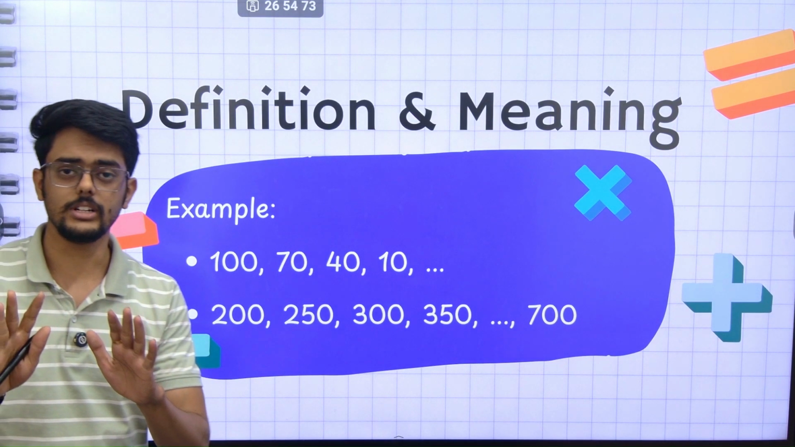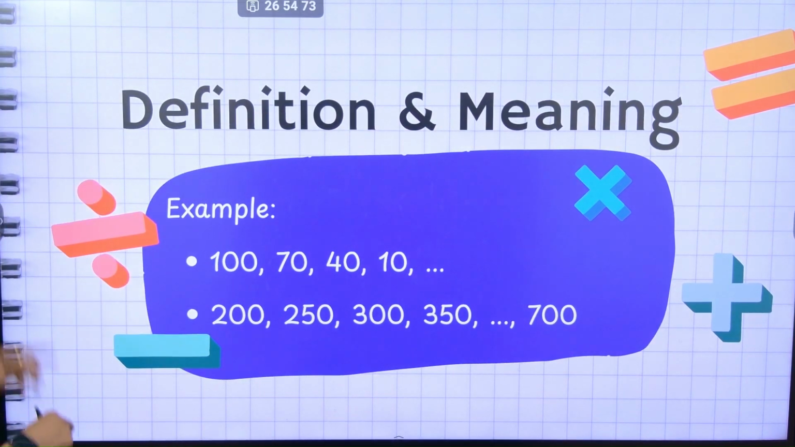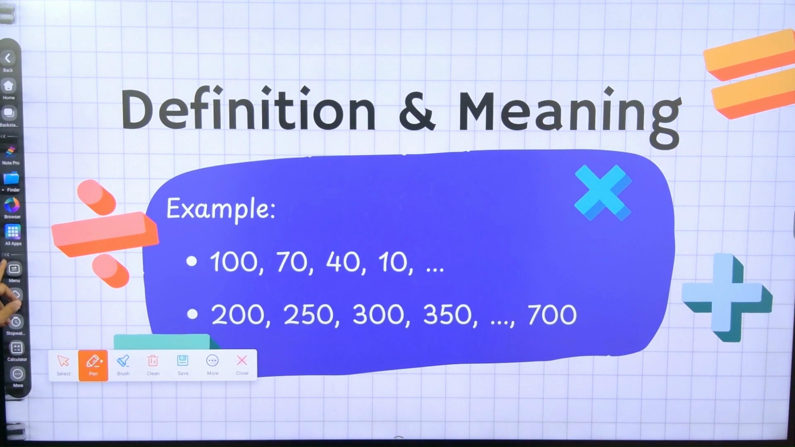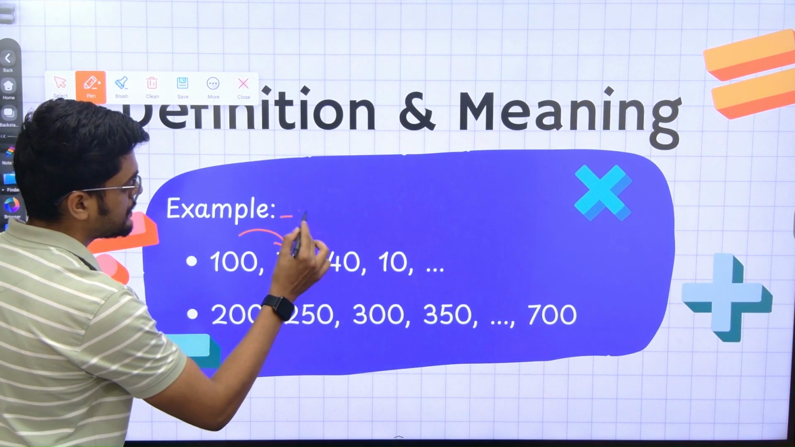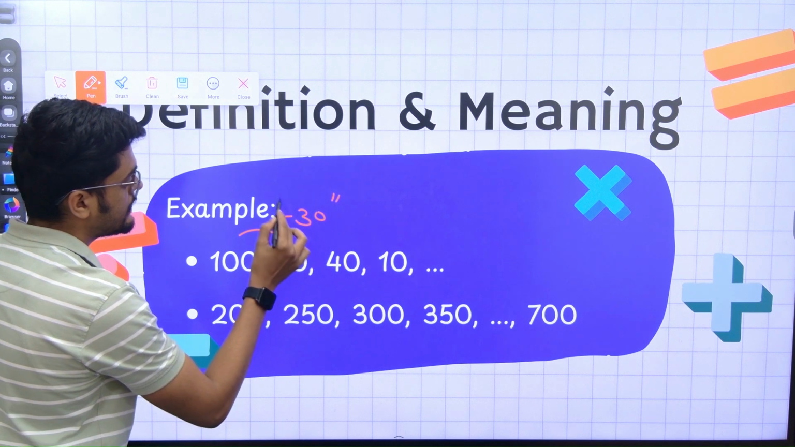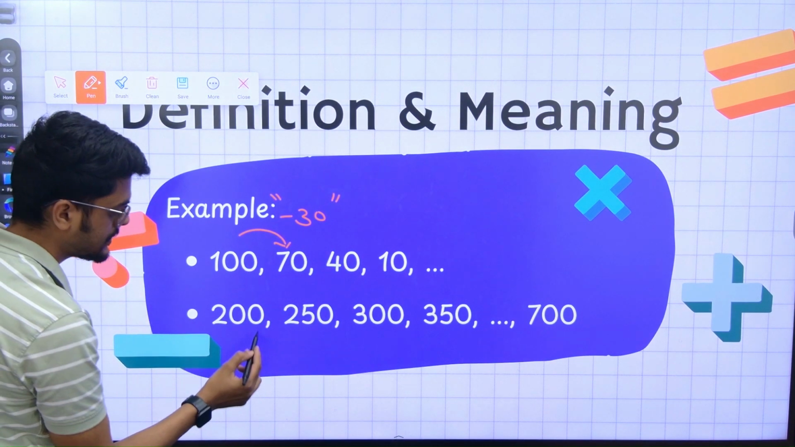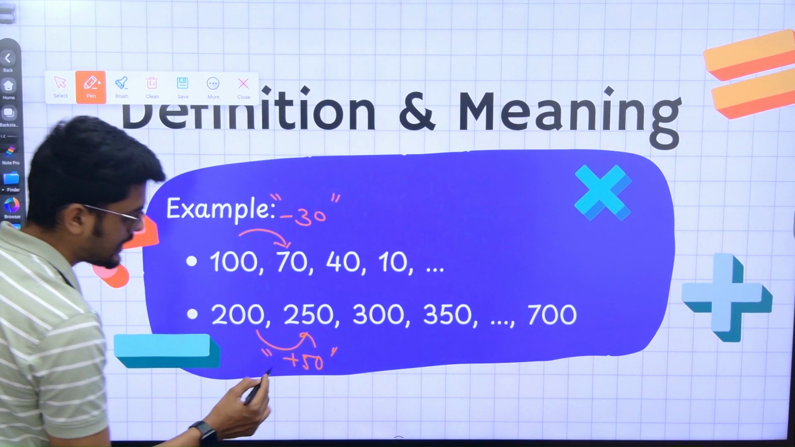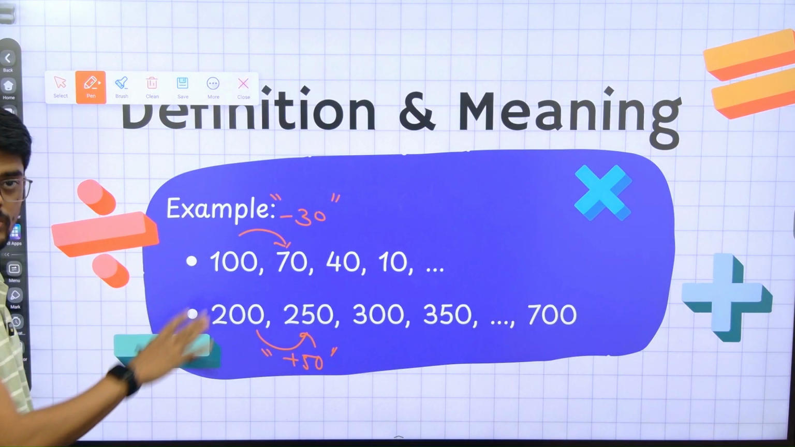You can pause the video and look into it. Okay, so the very first thing over here is that within the first example we have a negative fixed number. In the second example, we have a positive fixed number. This was the very first thing which you need to find in it.